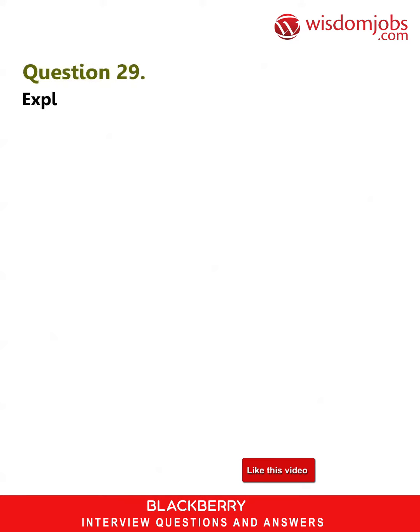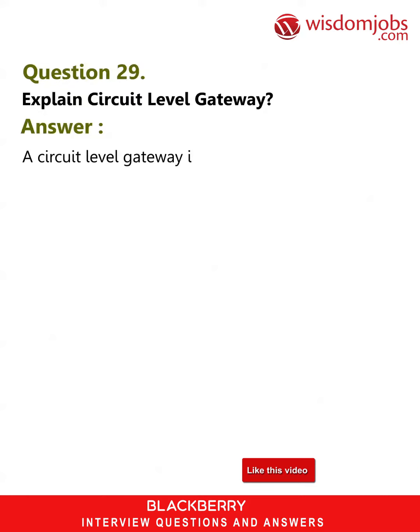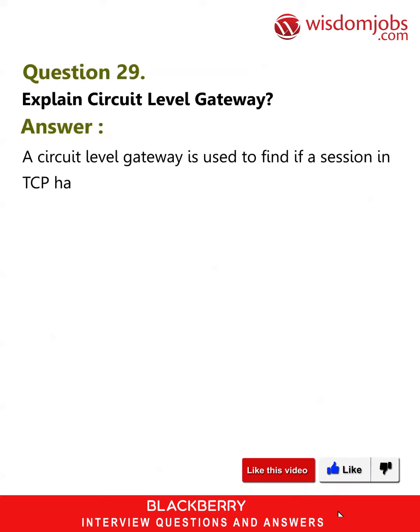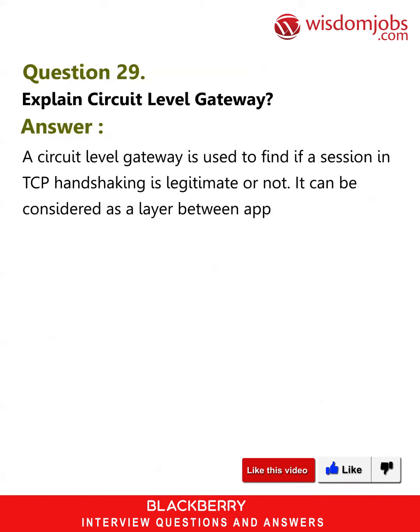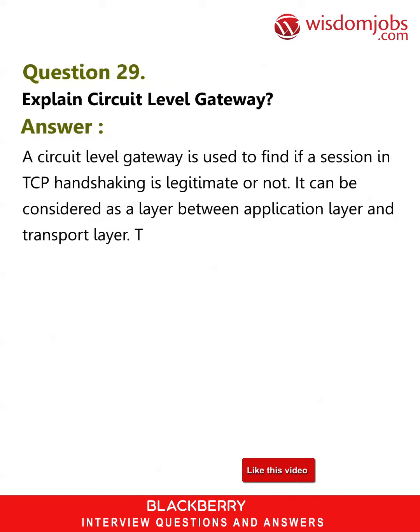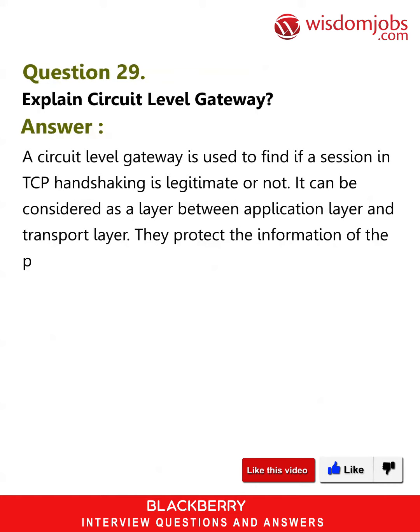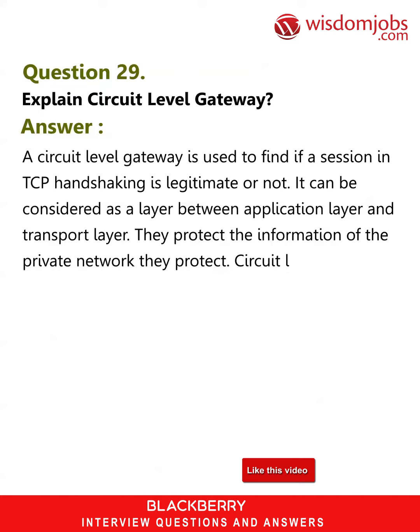Question 29. Explain circuit-level gateway. Answer. A circuit-level gateway is used to find if a session in TCP handshaking is legitimate or not. It can be considered as a layer between the application layer and the transport layer. They protect the information of the private network they protect. Circuit-level gateways do not filter packets.